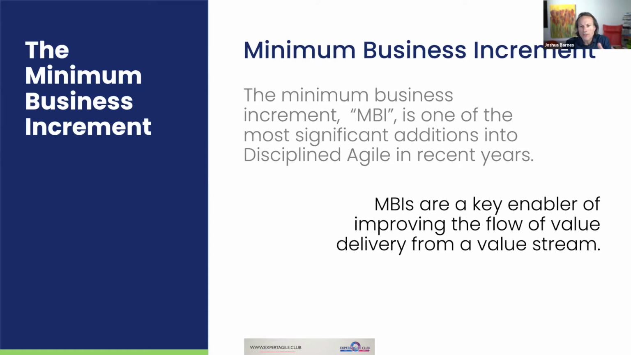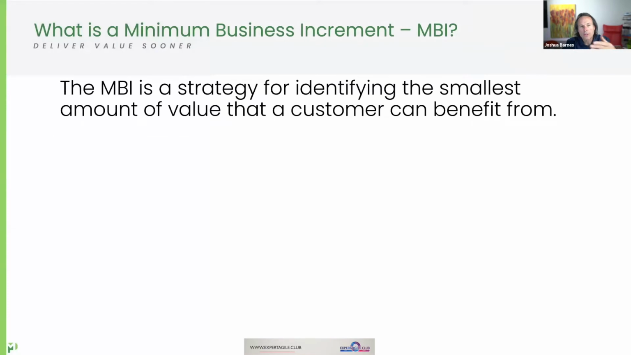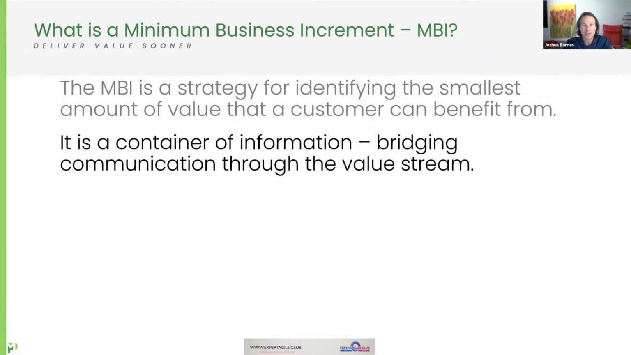So MBIs are a key enabler of improving the flow of value delivery from a value stream. It is one of the things that is very unique and really helps to deliver the next smallest quantity of value that can be realized by a customer. Here's the thing, though, about some of the attributes of MBI, what does make it different: the MBI is a strategy for identifying what that next smallest bit of value is that a customer can benefit from. But here's where it starts to get a little bit different.